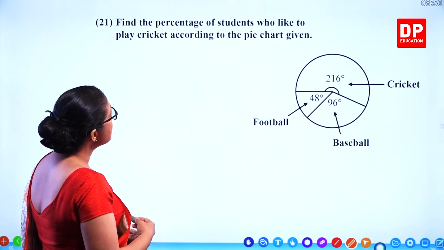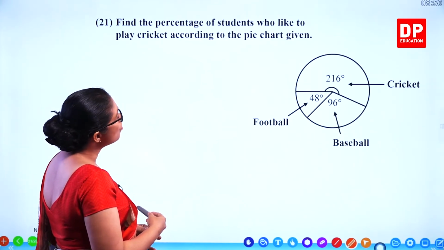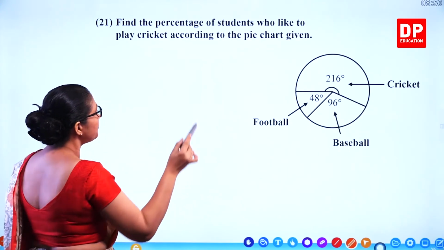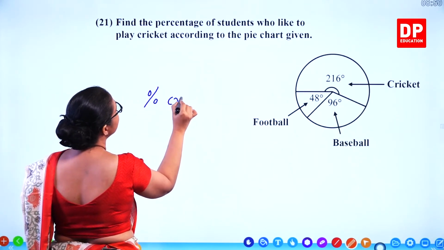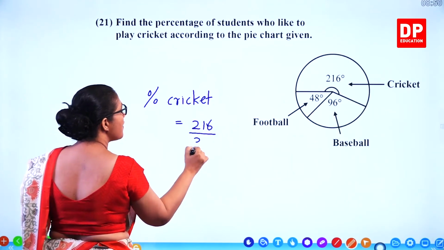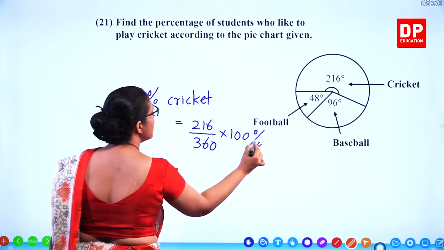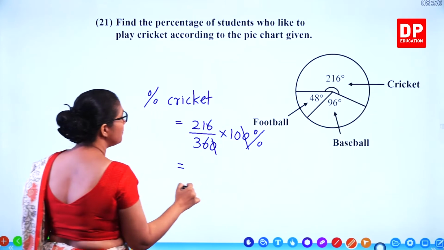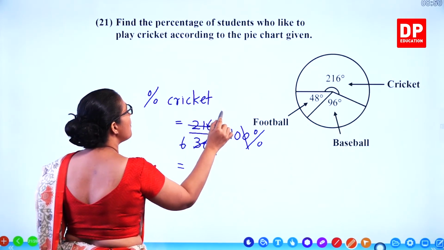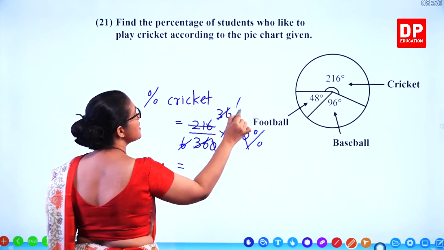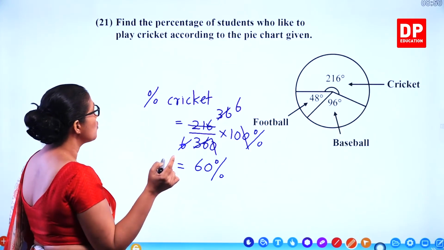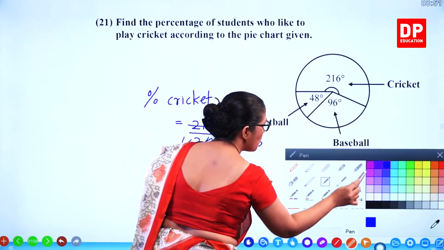Question number 21. Find the percentage of students who like to play cricket according to the pie chart given. So which area is cricket? 216. So you need to find out the percentage. The percentage of students playing cricket is equal to 216, which is the angle there, over the whole thing, 360, multiplied by 100. Divide by 10. Then 6 times 6, 36. 6 times 6. So 60%. That 60% is the percentage of students who play cricket. So 2 marks there.